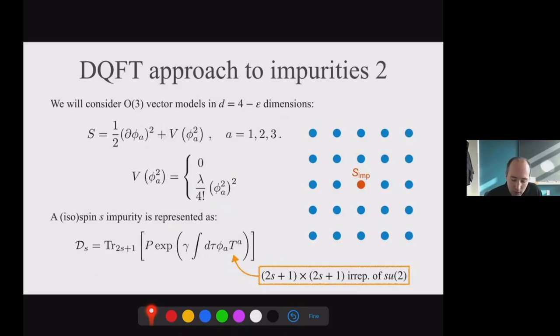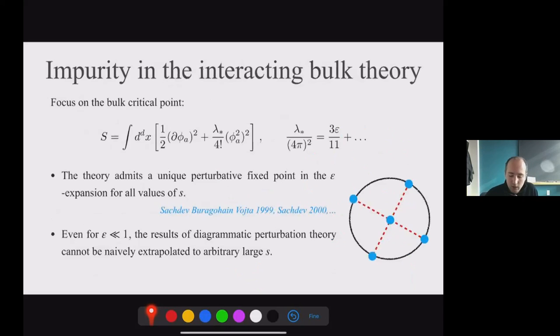Let me now quickly mention the generalization to the interacting bulk case. This is a case of interest in physical materials because it describes magnets, of course. The setup is the same, it's the same defect, we just change the potential. You can study it in the epsilon expansion. It turns out that in this case, if you perform the semiclassical analysis, there is no new fixed point for all values of S. The fixed point is still the same, even at large S.